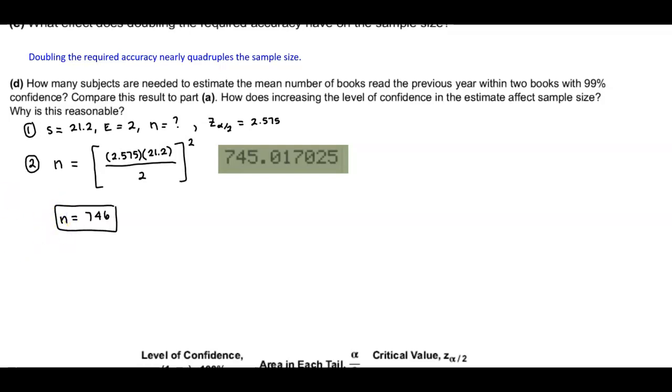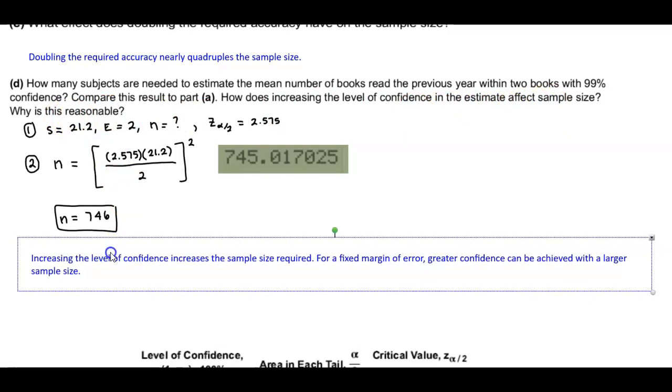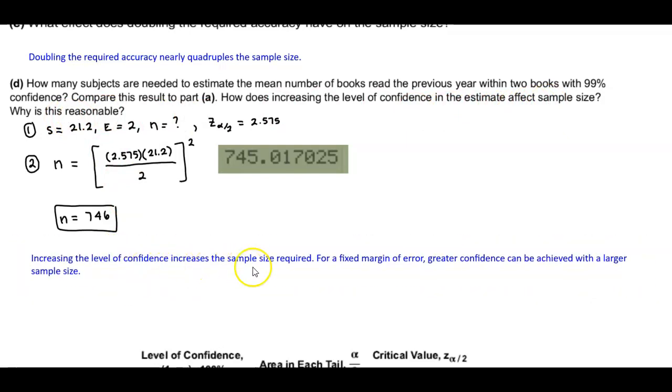Okay. So now the next question says, how does increasing the level of confidence in the estimate affect sample size, and why is this reasonable? Well, increasing the level of confidence increases the sample size required. For a fixed margin of error, greater confidence can be achieved with a larger sample size.